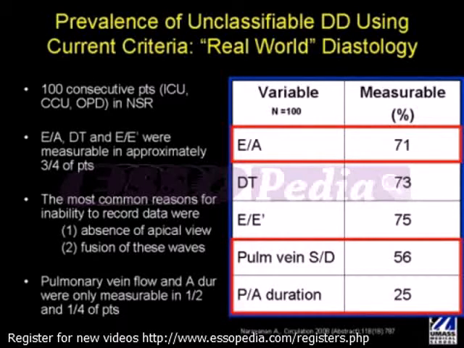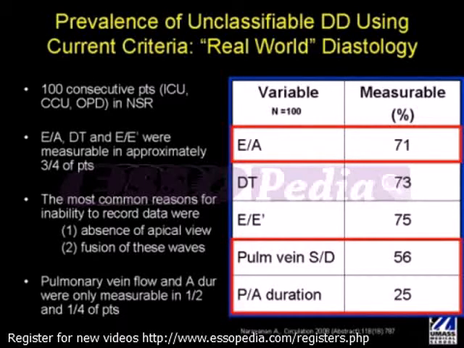Now, contrary to previous reports of feasibility of pulmonary vein flow in over 80% in a control population, feasibility of the pulmonary vein flow in a non-randomized population, as we are discussing here now, was significantly lower for the S to D ratio at 56% and the A-wave duration just 25%. That being one of the most difficult parameters to measure for the assessment of diastolic function.